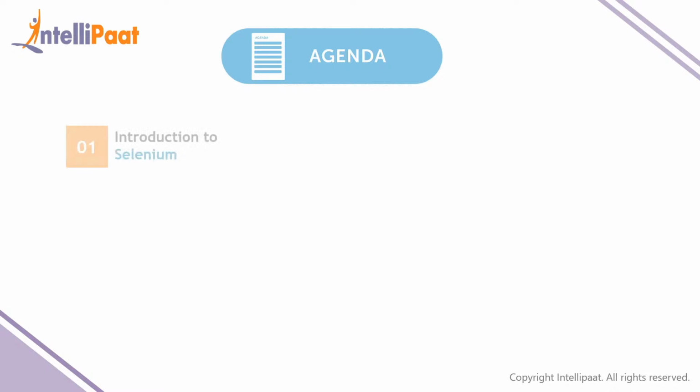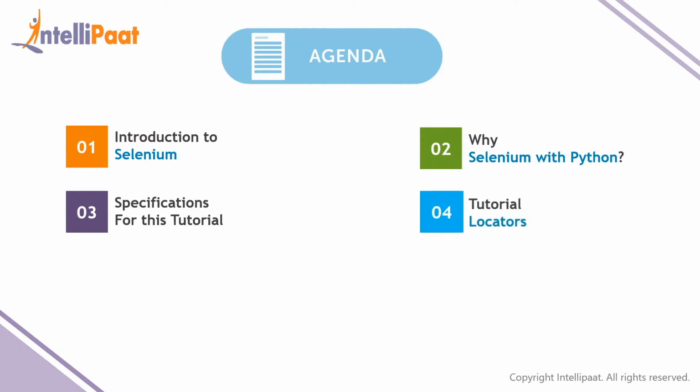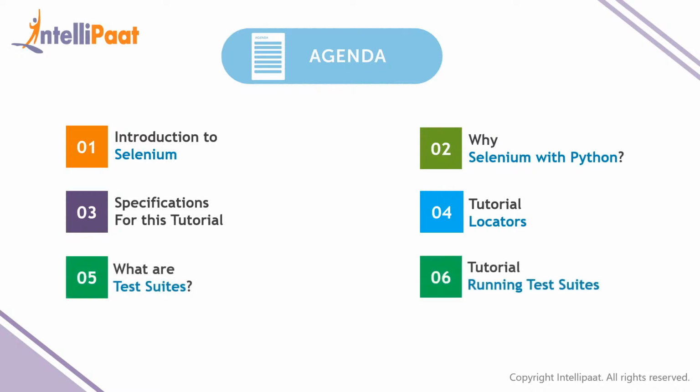So today we are going to discuss the introduction to Selenium, what the technology is basically, why Selenium with Python. There are a lot of technologies which you can use in conjunction with Selenium. Why use Python? Specifications for this tutorial. So I'm going to be telling you what I am using on my end for this particular tutorial. Locators. So we are going to be discussing Selenium locators, which are the fundamental aspect of the Selenium WebDriver. What are test suites? And finally, we're going to be actually running our own test suite on a website.